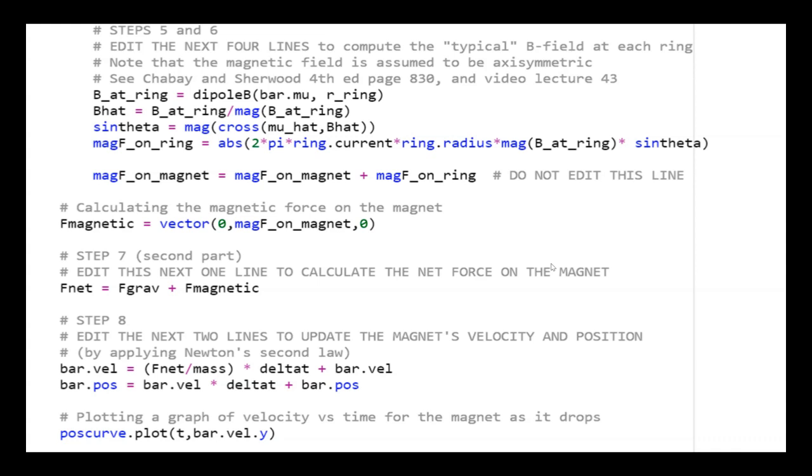I calculated the magnetic force of the magnet on the tube and the magnetic force of the tube on the magnet, and calculated the net force present in the system by superposing the magnetic and gravitational force. I calculated the velocity and position of the bar magnet using Newton's second law, and then plotted the velocity versus time graph of the falling bar magnet.